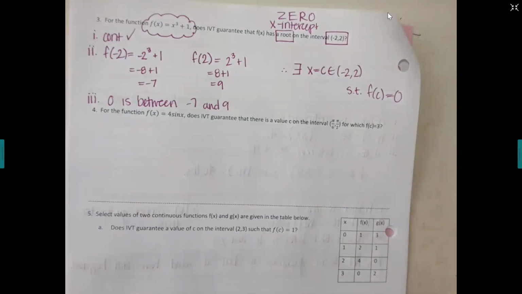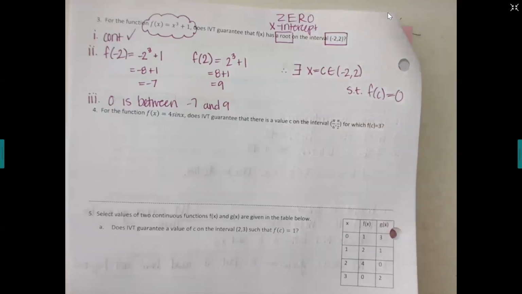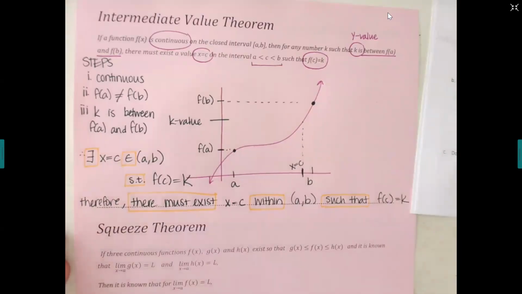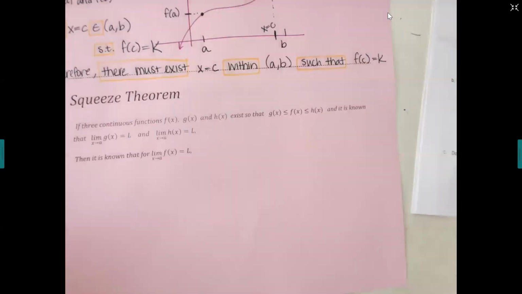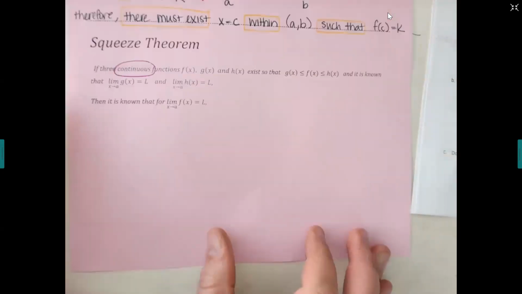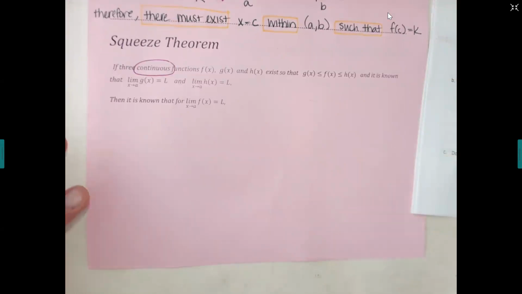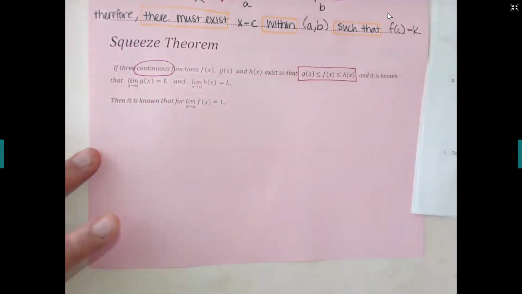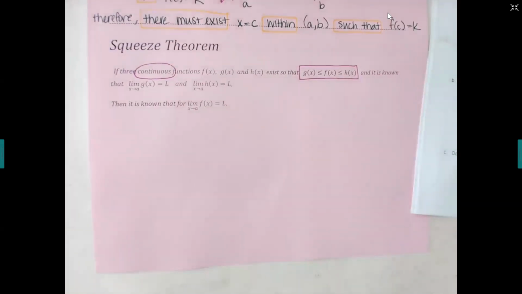Okay. We're going to do one more theorem, and then I'm going to give you a little bit of time to try those questions on your homework. So go back to your pink sheet. We're going to do squeeze theorem. Okay, for squeeze theorem, you need 3 continuous functions. We're going to call them f, g, and h. And your f function is pretty much always going to be between the other two. So if your f is sandwiched between a g and an h, it's probably squeeze theorem.